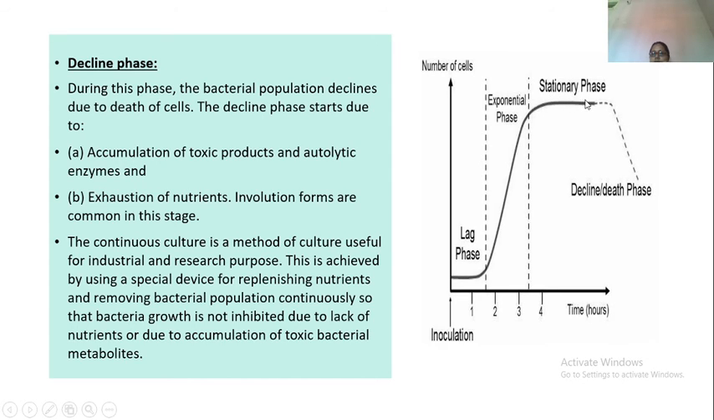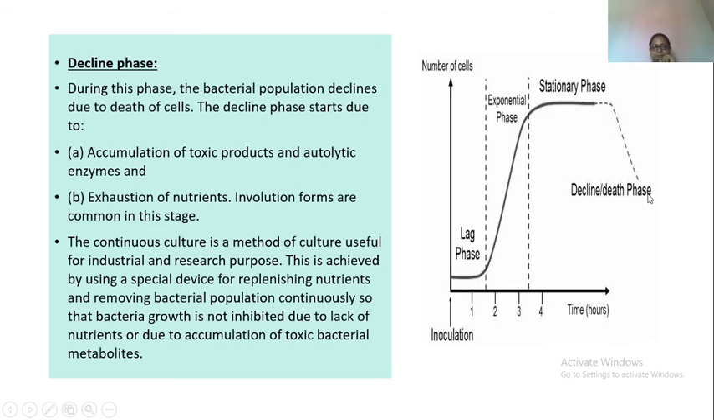So after the stationary phase, the nutrients that are present are completely depleted and used up. So the number of dying cells is more as compared to the number of newly formed cells. That's why you see the graph going down. This is called the death phase.